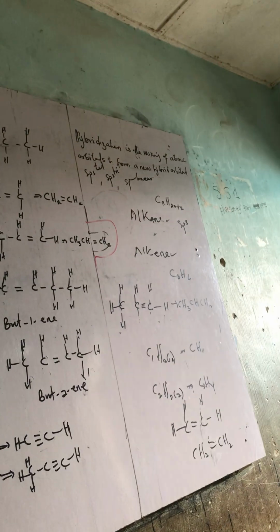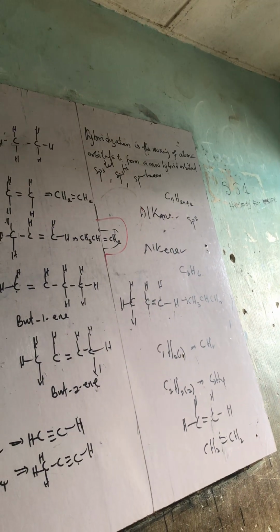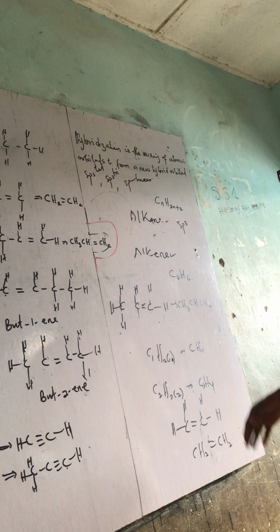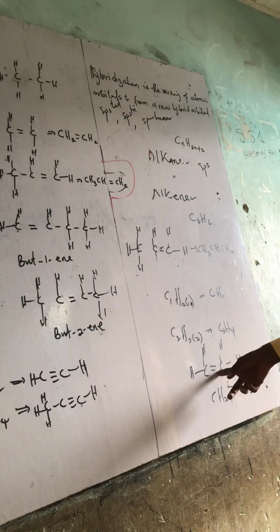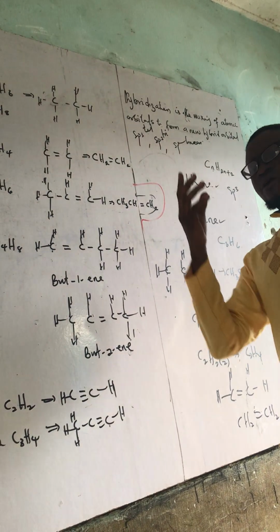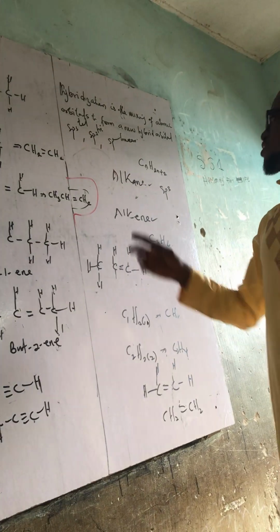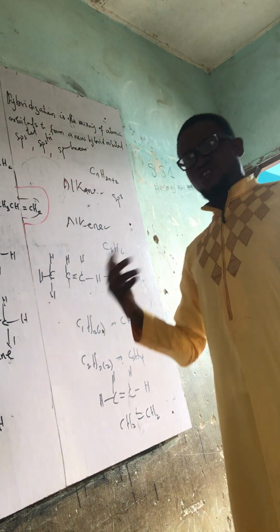Draw a structure for propene. Either you draw this or you draw this. Draw a structure for ethene. It is either ethene is like this or ethene is like this. So from ethene and propene, you can learn the other members of the alkene family and how we can draw their structures.